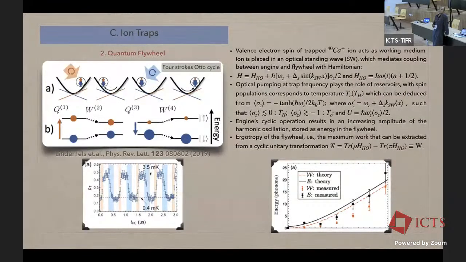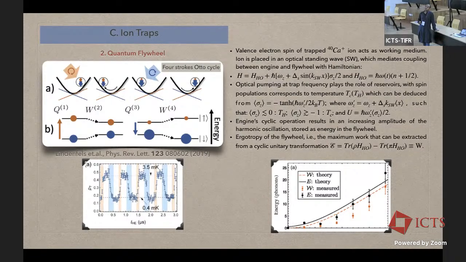Then once it changes, this is how these populations are drawn. Mathematically, you can calculate the populations by sigma z average. So it's a 2-level system, so it is minus tan hyperbolic. This omega z prime is essentially the effective frequency. If it is a small wave number, then you have essentially this one. So it depends on the average displacement of this ion in this trap.